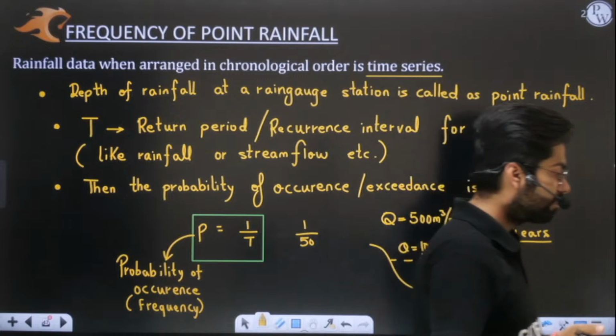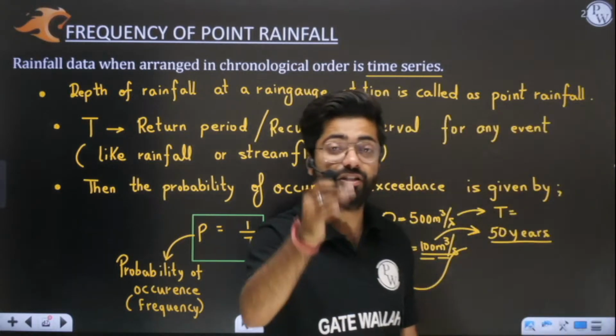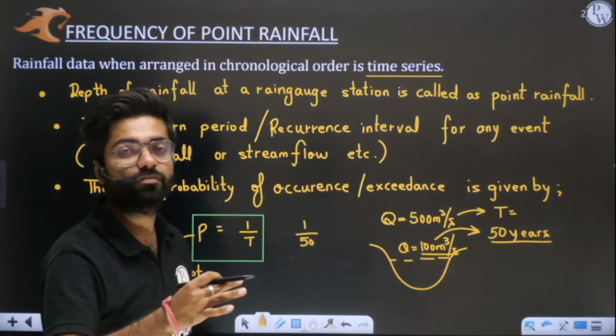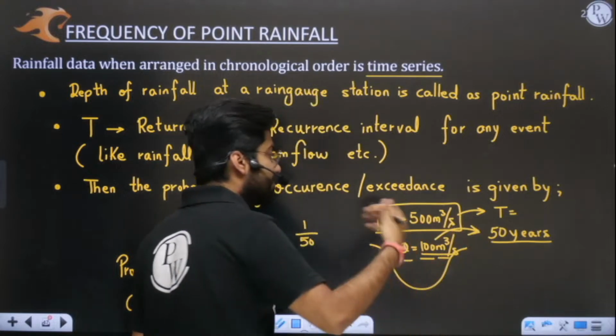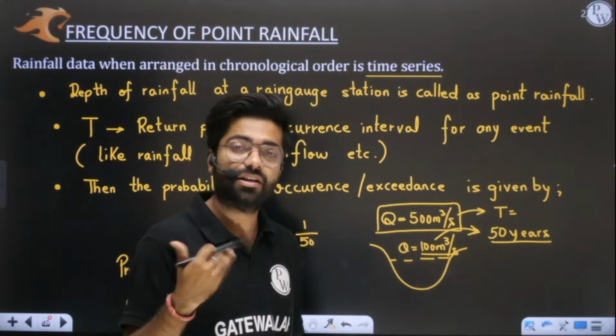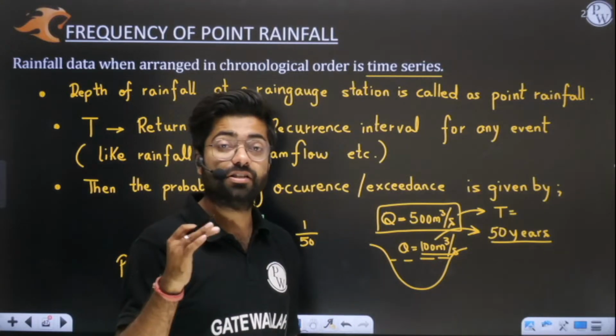Will it be more? Yes, perfect. Vishal and Yugal are saying that it will be more than 50 years. Perfect. Why? Sir, why will it be more than 50 years? Because you need to understand, it's a more rare event. Okay, it's a rarer event. Why is it a rare event? It does not happen often.